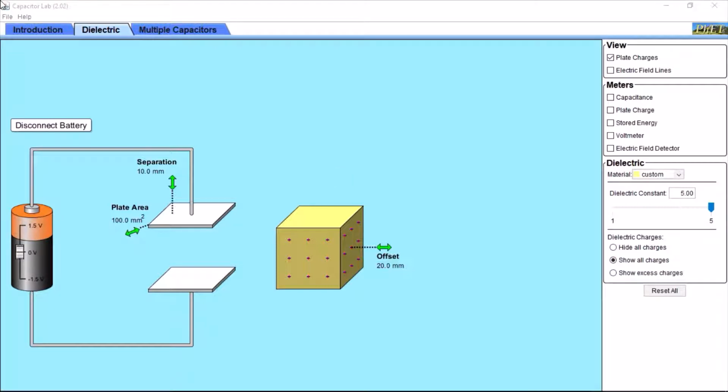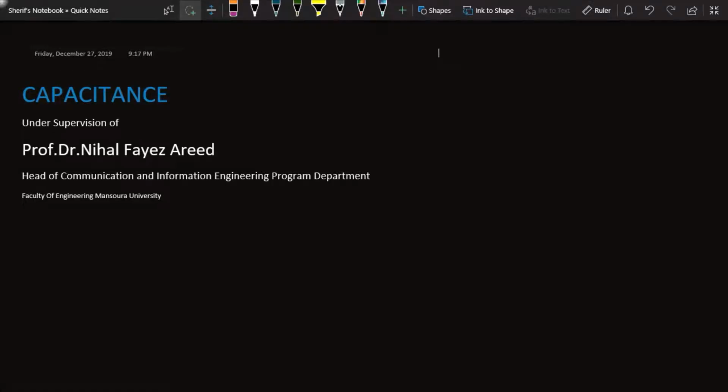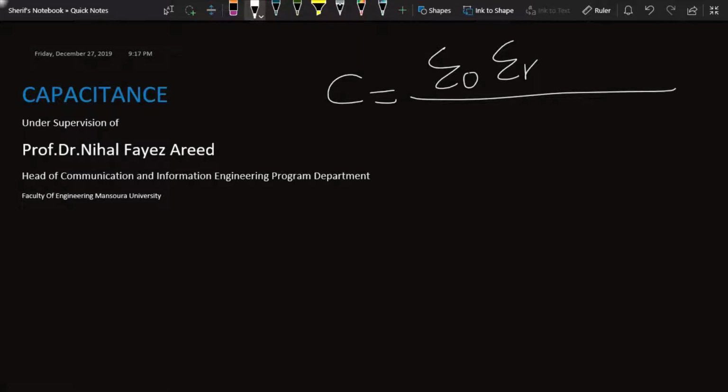In this illustration, we are going to discuss the major factors affecting capacitance, electric field, and stored energy in the capacitor. So let's begin with the capacitance formula. The capacitance could be calculated by multiplying the permittivity of air times the permittivity of the medium, or the dielectric constant, times the area of the plates divided by the distance between the two plates. As you can see from the formula, the capacitance is directly proportional to the area and inversely proportional to the distance between the two plates.